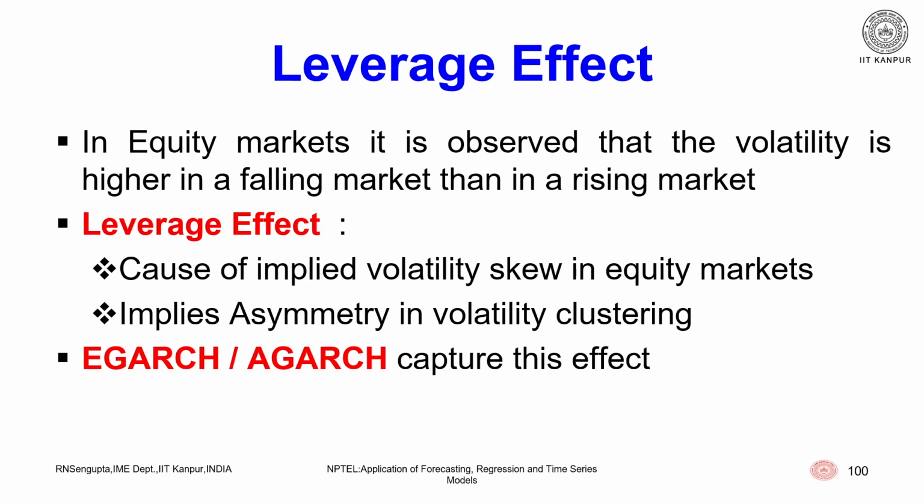In the equity market, it is observed that the volatility is higher in a falling market than in a rising market. This is just observations and studies which show. It is because of implied volatility skewness in the equity market, and this implies asymmetry in volatility clustering. So, we need to use E-GARCH and A-GARCH, exponential GARCH and asymmetric GARCH processes. We will just mention it accordingly.